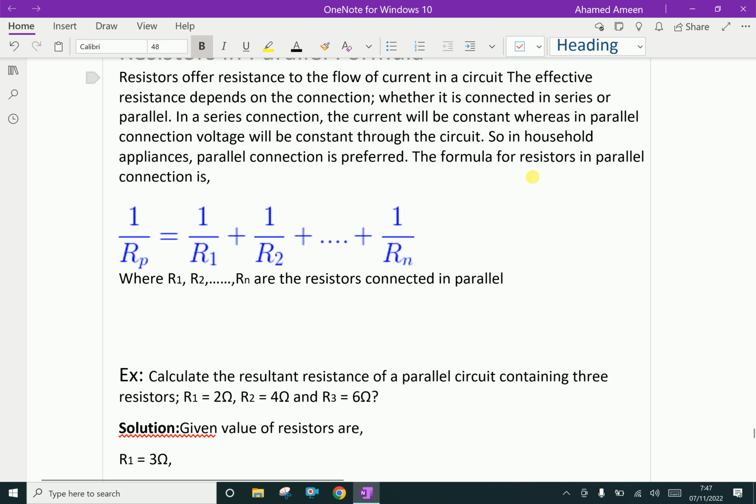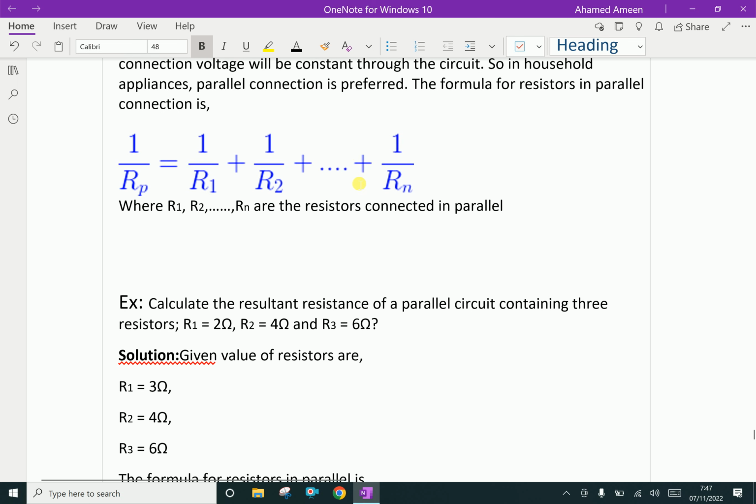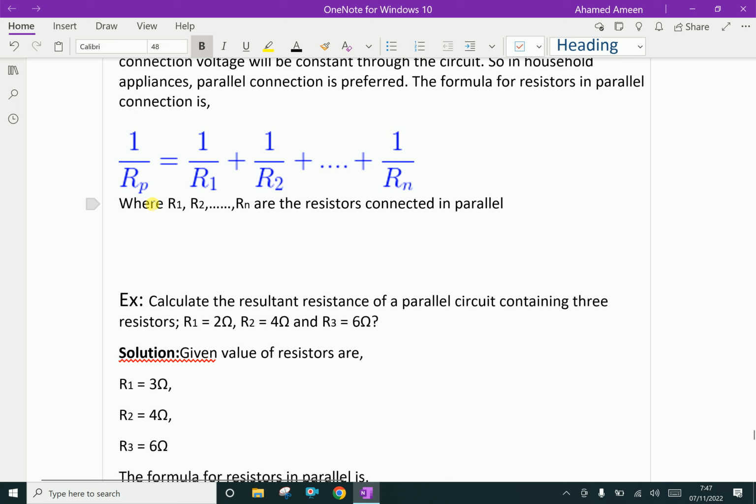The formula for resistors in parallel is 1 by Rp, that is, the total resistance. The reciprocal of the total resistance is equal to the sum of the reciprocals of the individual resistances. So 1 over Rp equals 1 over R1 plus 1 over R2 up to 1 over Rn. Then after that you have to find the reciprocal of that answer, and we can get the total resistance.